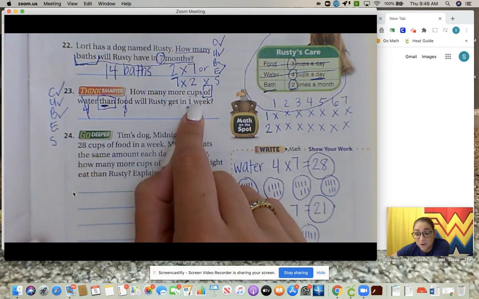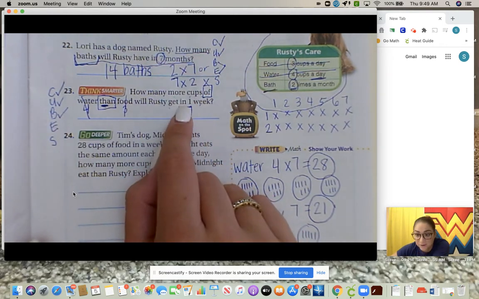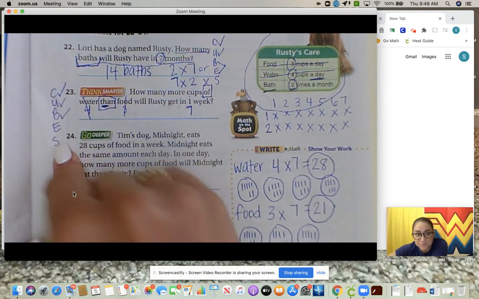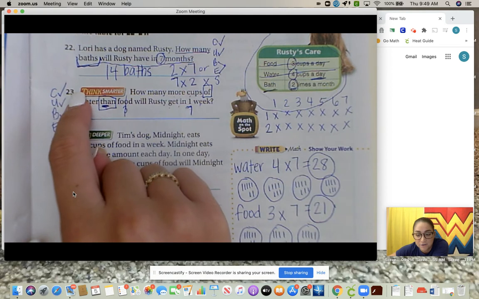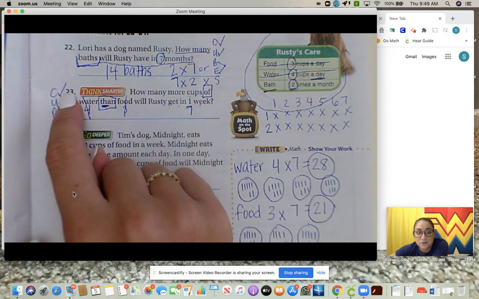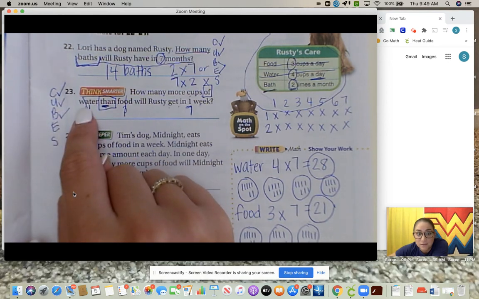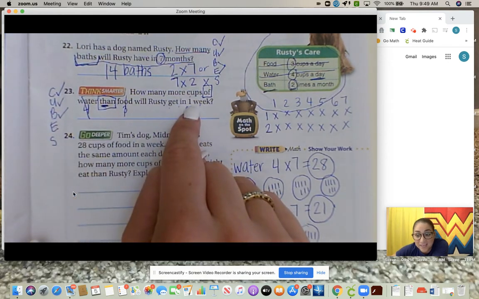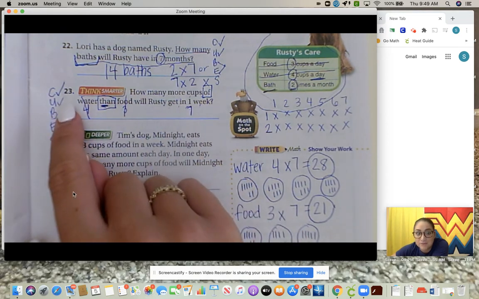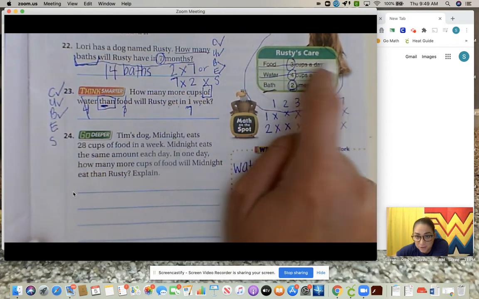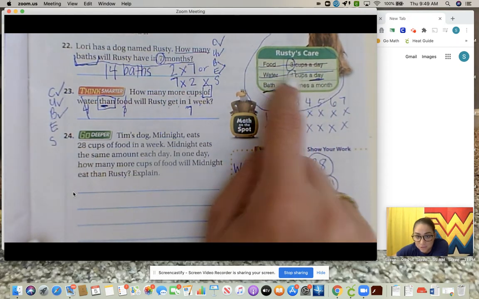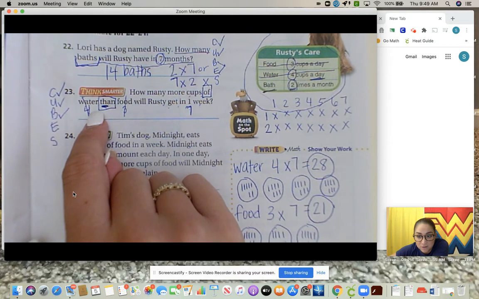This is a longer problem. Even though it's a short question, we have to do cubes. The whole problem is the question, so I'm just going to check off underline. We need to circle the key numbers. This is where it's tricky. There's only one number in this problem, and guess what? It is not the correct number. So we need to figure out how many cups of water he needs. So we go over to our frequency chart, and he needs 4. So I'm going to write 4 underneath water.